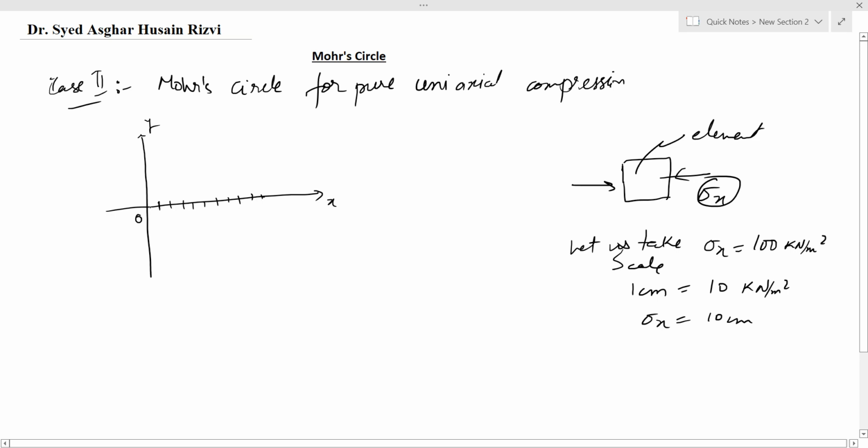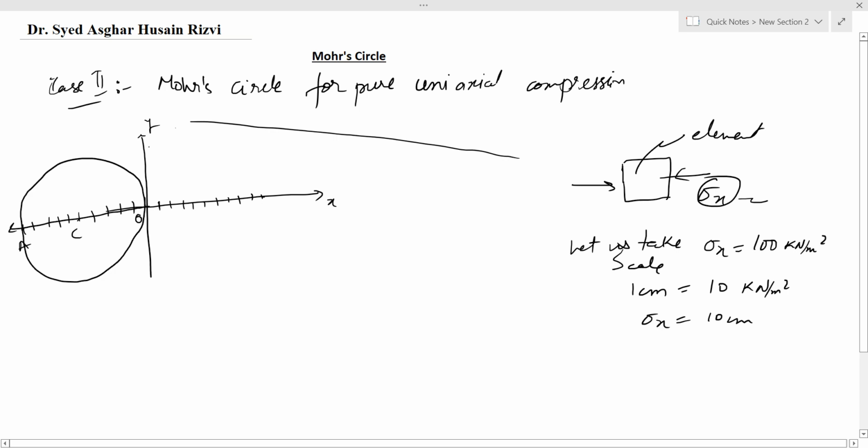We are plotting it in the wrong direction, so we will mark it on the negative x-axis, because this is the direct stress and compressive direct stresses are plotted on the negative x-axis. So 1, 2, 3, 4, 5, 6, 7, 8, 9, 10. This will be the point A, and now we will mark the point C from here. This will be the center of the circle, and now we will draw the circle in the negative direction. This will be the Mohr circle for pure uniaxial compression, and it will be in the negative x direction.